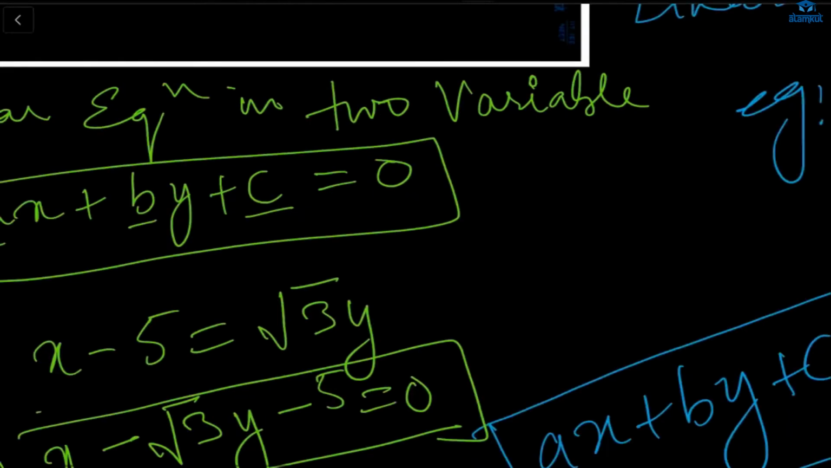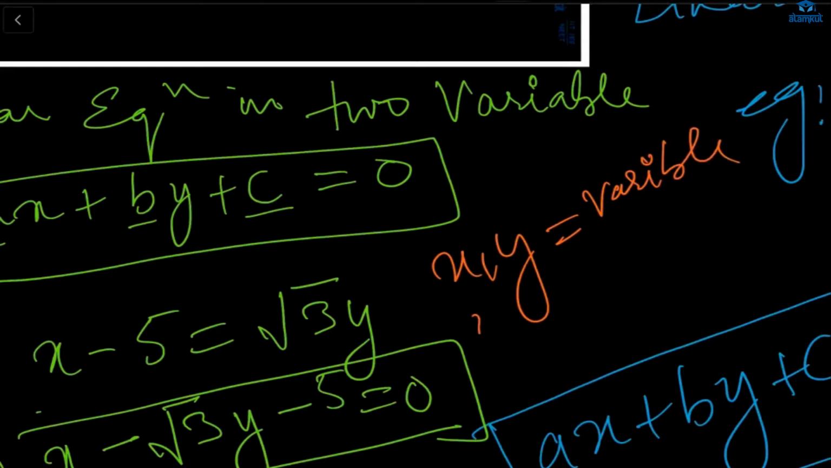X and y are your variables, and a, b, c are your constant terms. Any doubt here? No, ma'am. I got it.